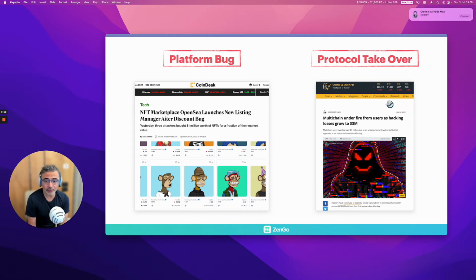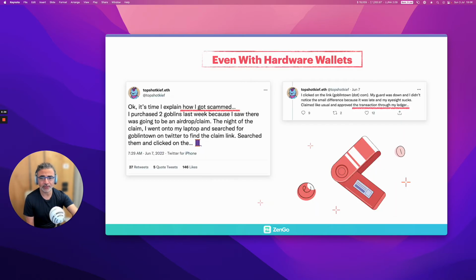There can be also platform bugs, right? OpenSea had one in the past where you were interacting with the contract, and it created a bug where it was easy for an attacker to buy the NFT at a very, very cheap rate compared to the original price. And of course a protocol takeover that has happened to Multichain, where by taking over the protocol, people interacting with that protocol were basically interacting with the hacker, and it was game over.